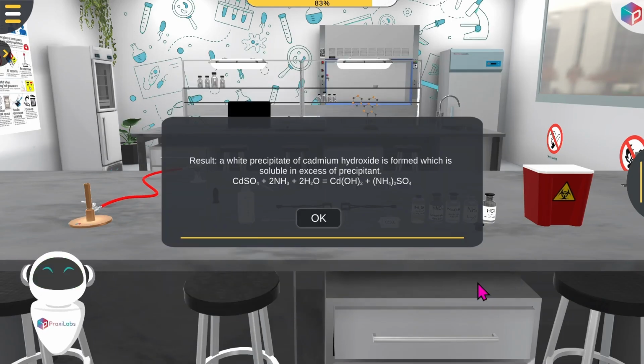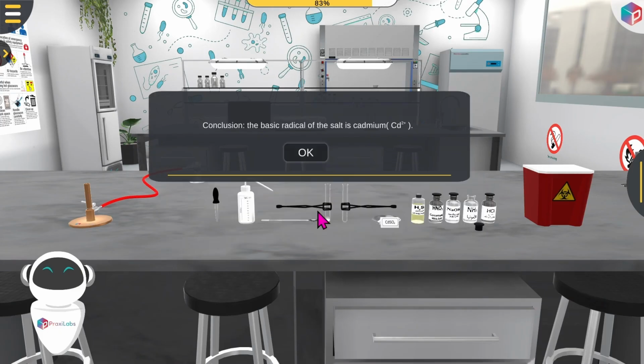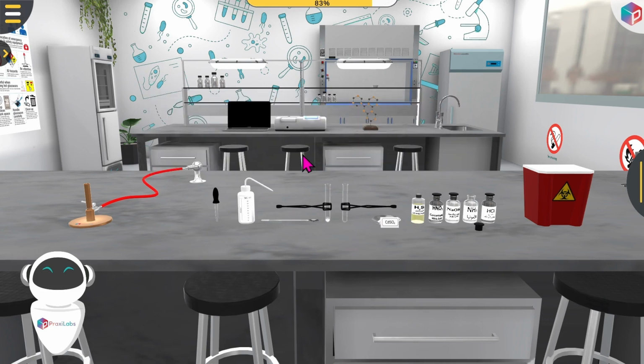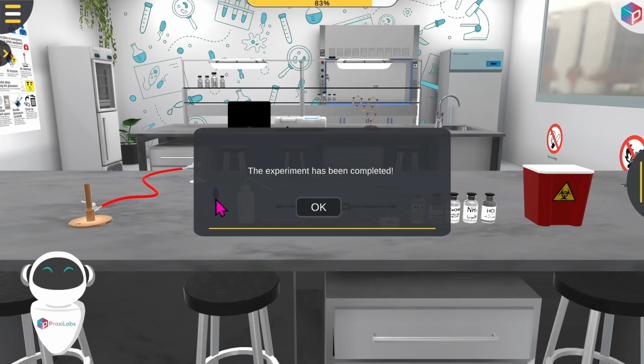Result: a white precipitate of cadmium hydroxide is formed, which is soluble in excess of precipitant. Conclusion: the basic radical of the salt is cadmium. The experiment has been completed.